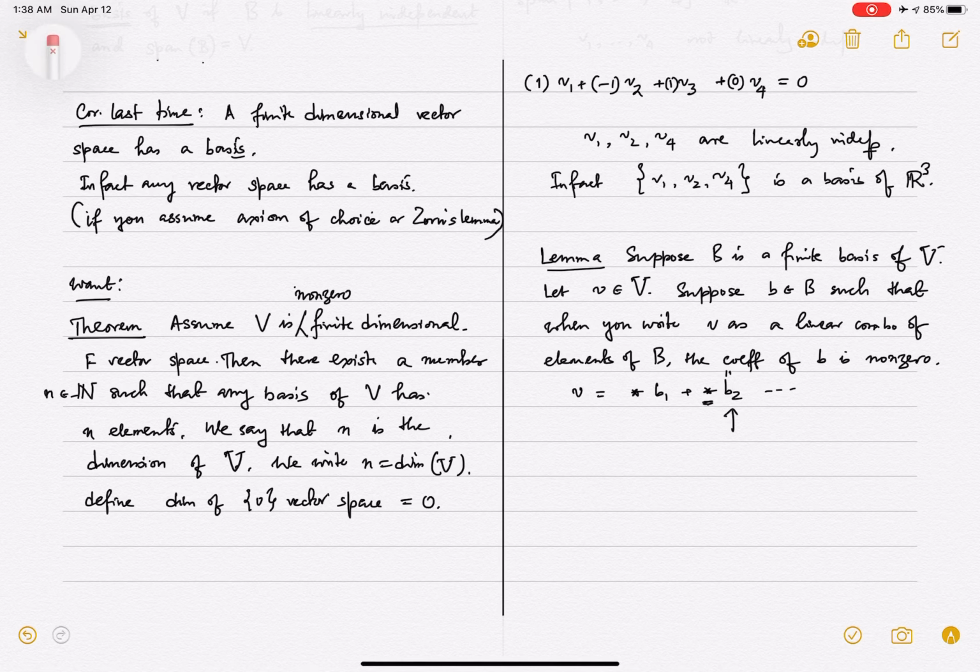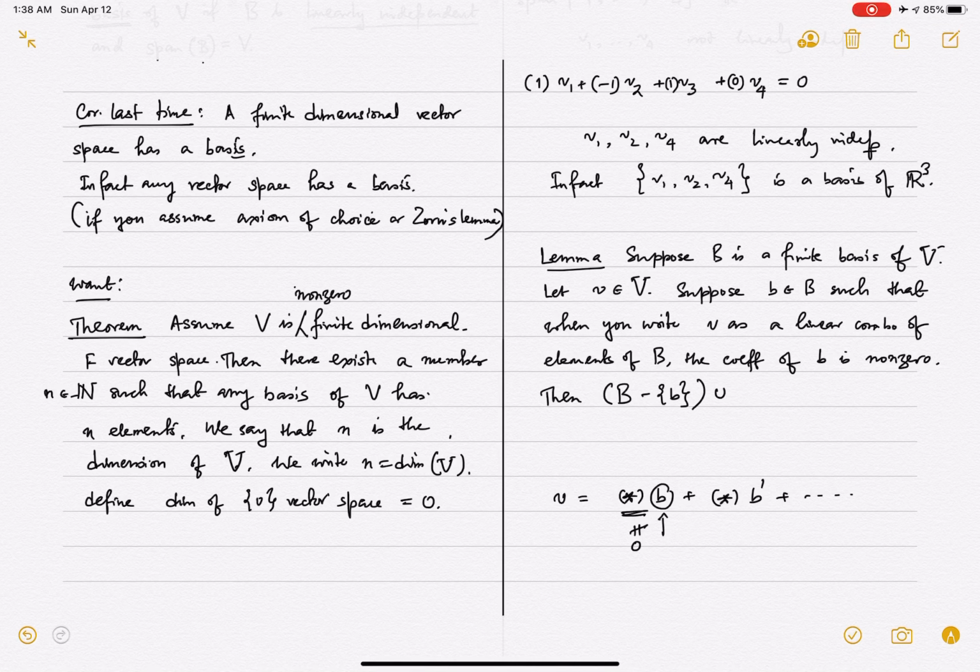So again, capital B is a basis, so if you give me a vector, I can write it as something times an element of B plus something times another element of B plus etc. A finite expression like this. Let's say b is a guy which actually appears, meaning appears with non-zero coefficient. That's the assumption. Then you can take this basis, throw away this b, and instead add this vector V. And this would again be a basis.